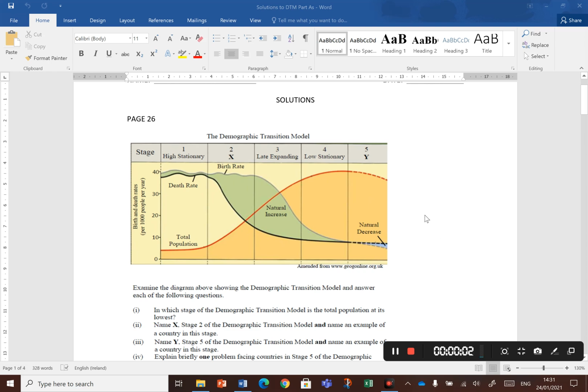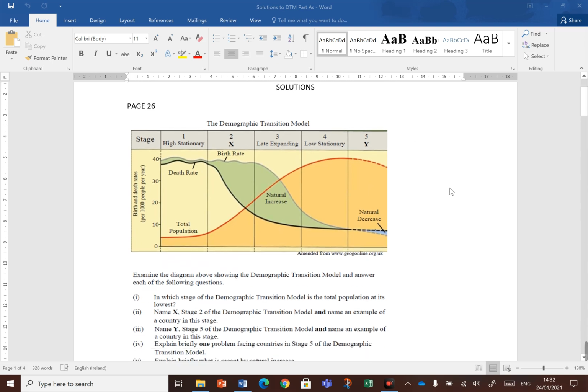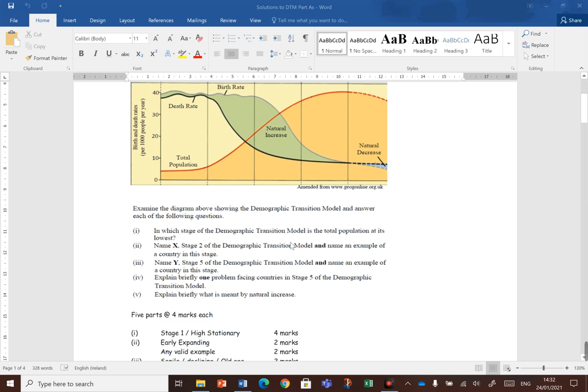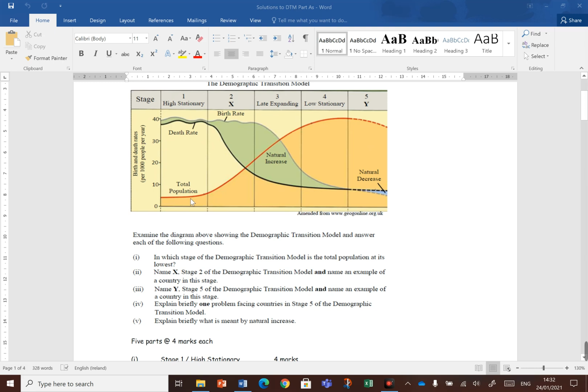Okay, I'm just really quickly going to run through the solutions to these part A's. So if you want to have your own out in front of you in the booklet, you can correct it as you go. Starting on page 26, very quickly, the first one: in which stage is the total population at its lowest? It's at its lowest here in stage 1, or high stationary.